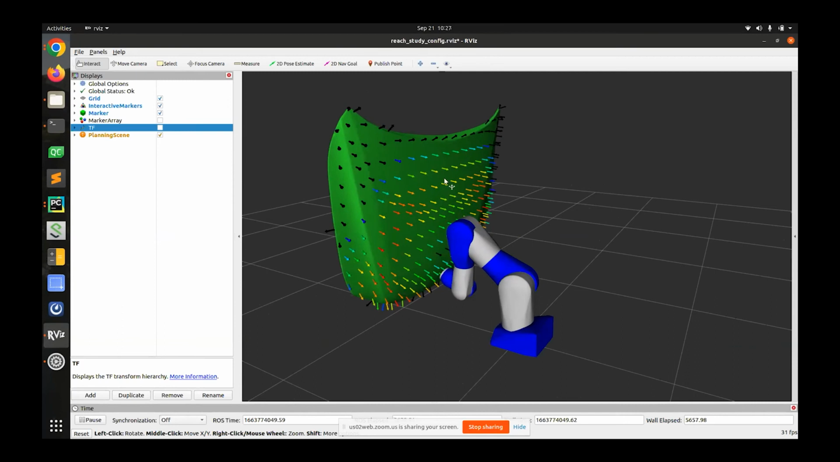So for those of you who haven't used this as well, it's got some other cool features here of the visualization.